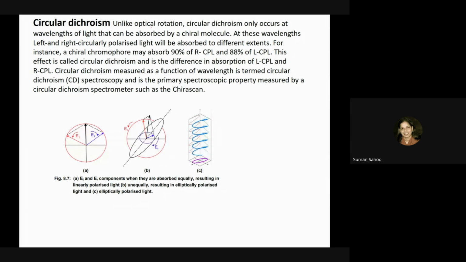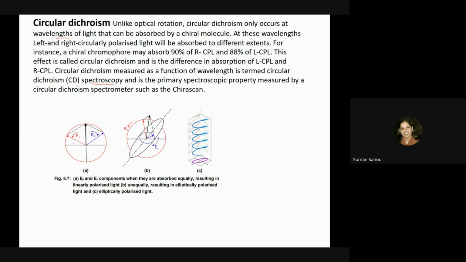And what is circular dichroism? Unlike optical rotation, circular dichroism only occurs at wavelengths of light that can be absorbed by a chiral molecule. So only at a single wavelength do we observe it. In the case of a chiral compound, left and right circularly polarized light will be absorbed to different extents. When circular dichroism is measured as a function of wavelength, that is known as CD spectroscopy.